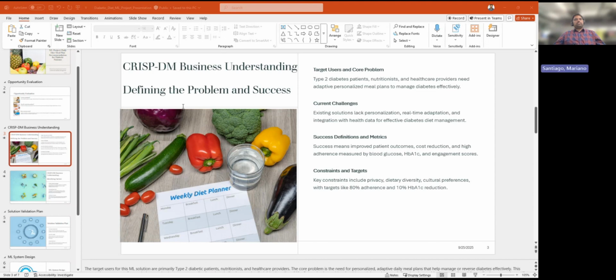The success criteria for this project means improving health outcomes and helping patients stick to their diet plans. I'll be looking at metrics like changes in blood glucose levels, HbA1c scores, and how consistently users follow their recommendations. There will be certain constraints like data privacy, cultural food preferences, and availability of real-time health data.